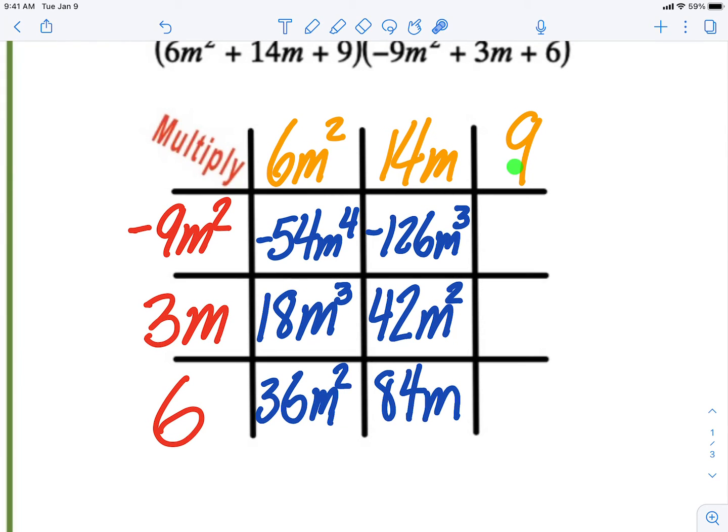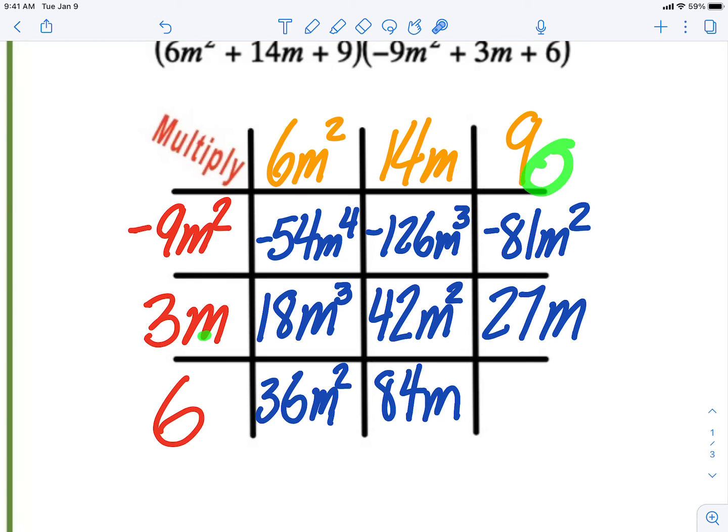Finally, I'm going to do my 9 here. 9 times negative 9 is a negative 81. M to the power of 2, because there's no multiplying here, so this is by itself. 9 times 3 is 27. And then just m, because this m has nothing to multiply with here. There's no other m. 9 times 6 is 54, just regular numbers, right?